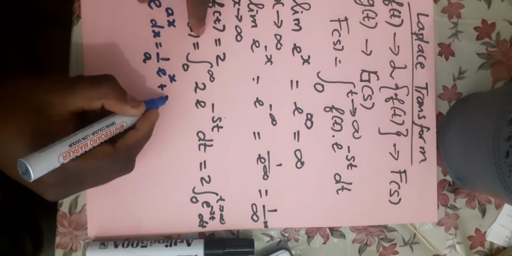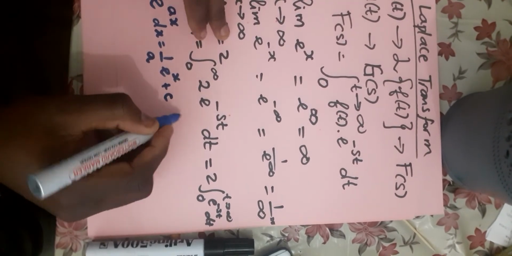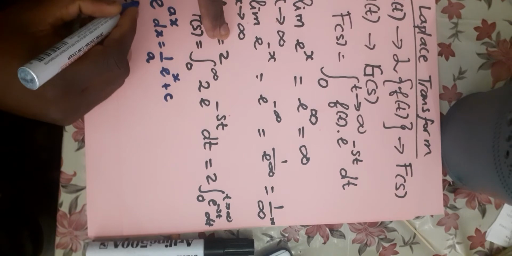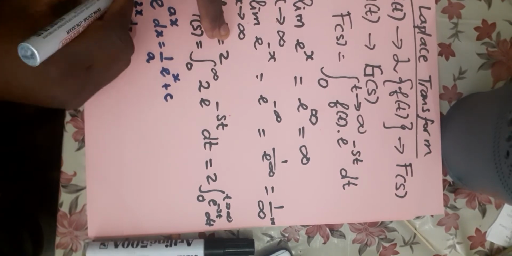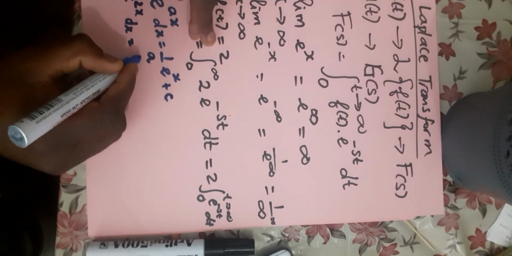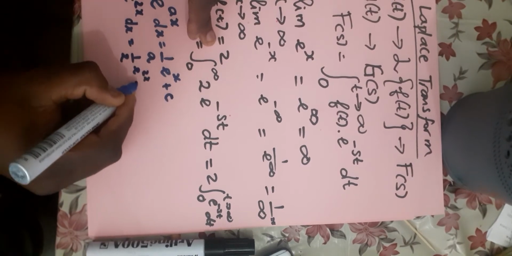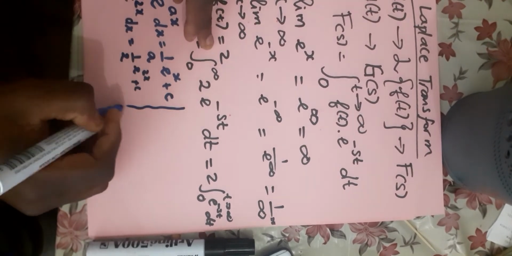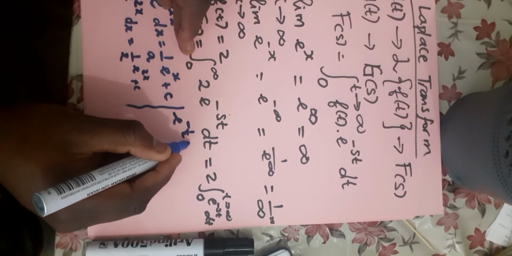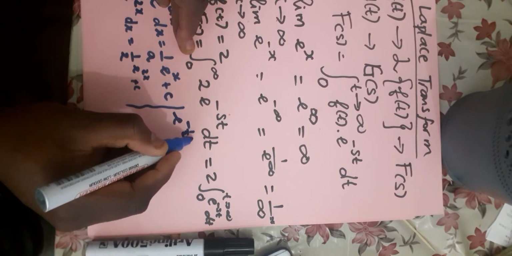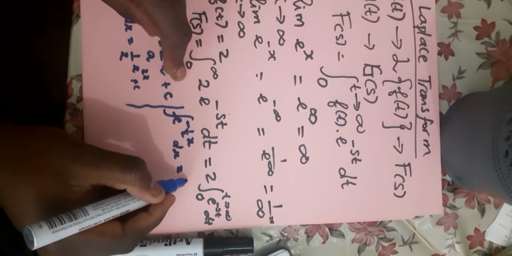But I don't care about it right now. So for example, if I have e to the power 2x dx, and they tell me to integrate this, it's going to give me 1 over 2, e to the power 2x plus c. All right. So if I have e to the power minus 1 over 2 x dx, it will give me what?